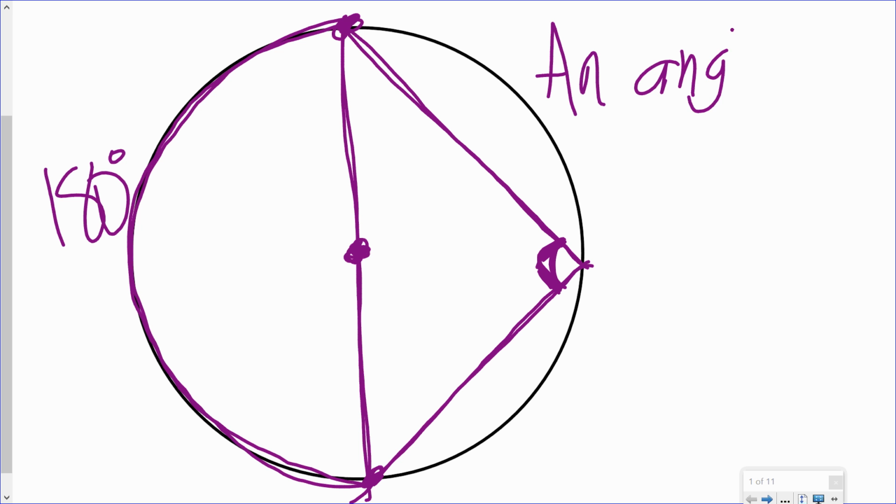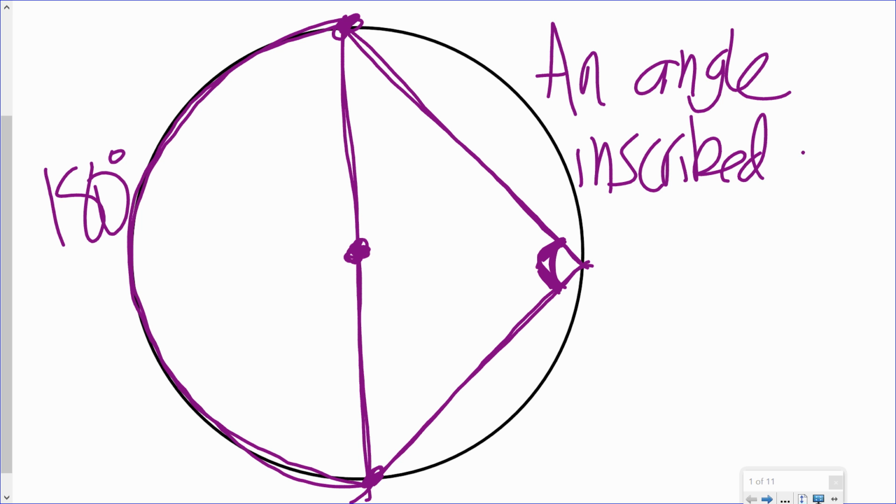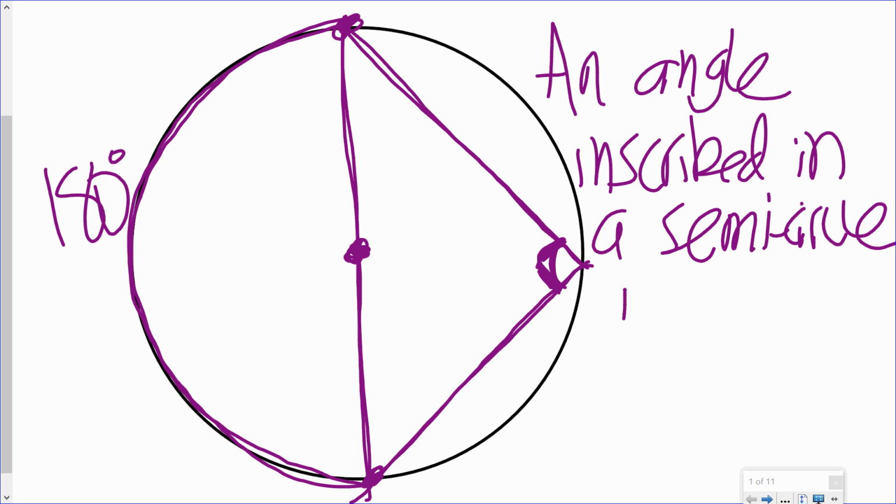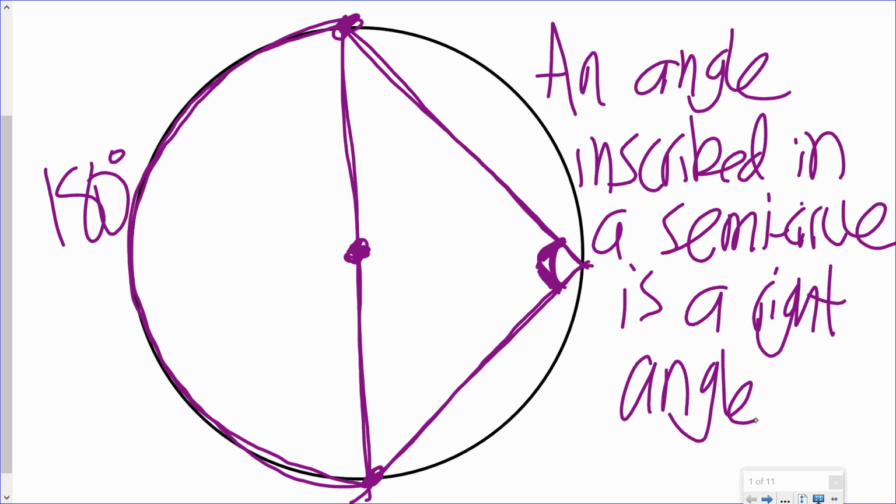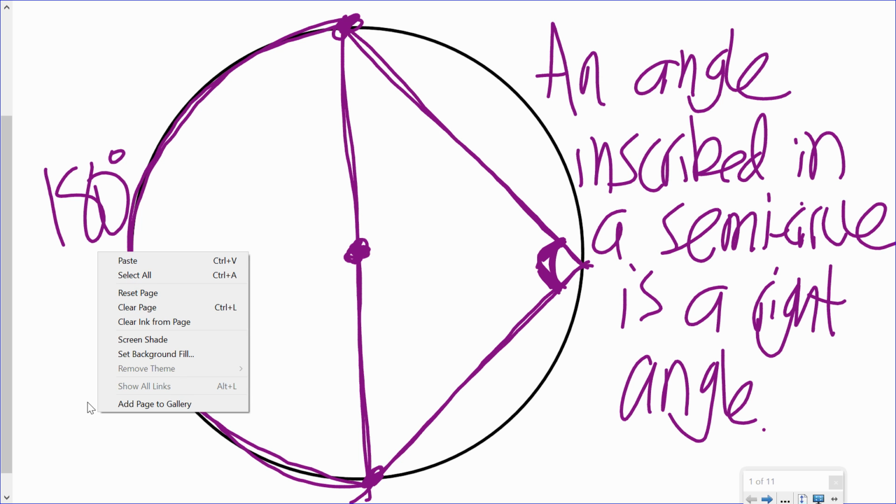An angle inscribed in a semicircle is a right angle. Since it intercepts a 180 degree arc, and inscribed angles are half, half of 180 is 90, an angle inscribed in a semicircle is a right angle. That's your second special rule, and the third one's very similar to that.